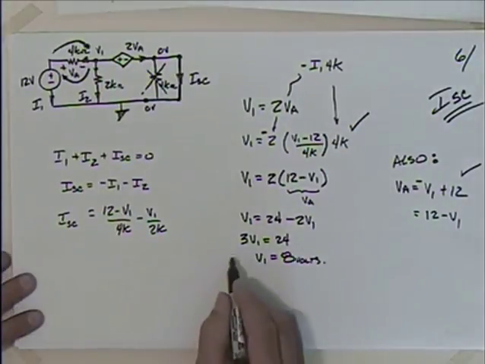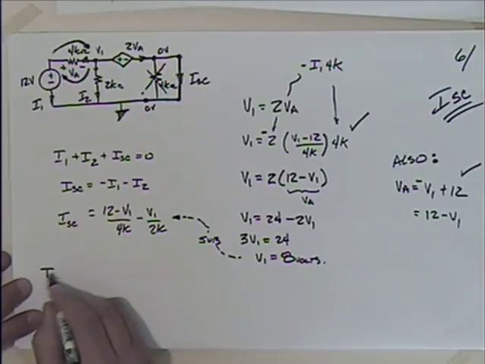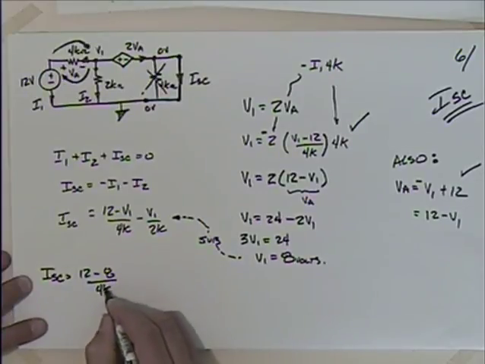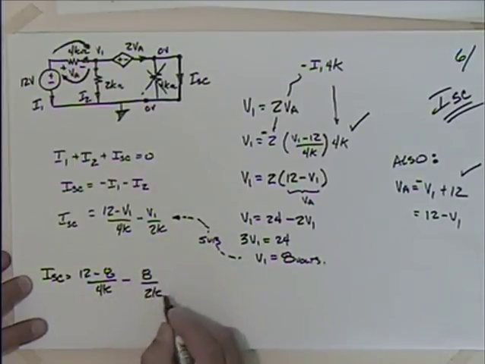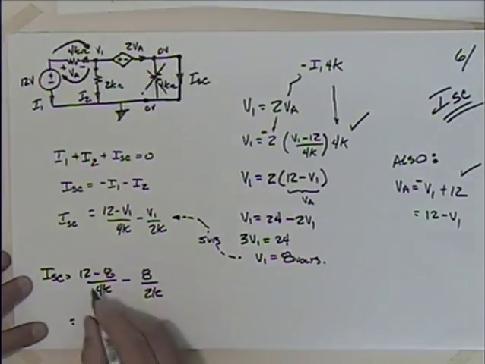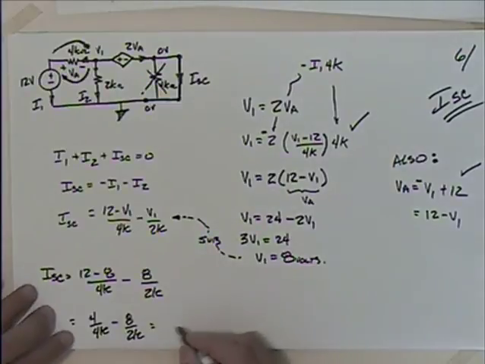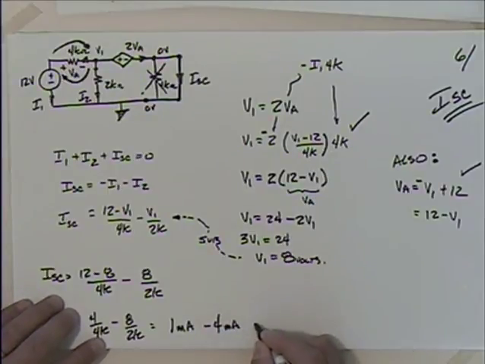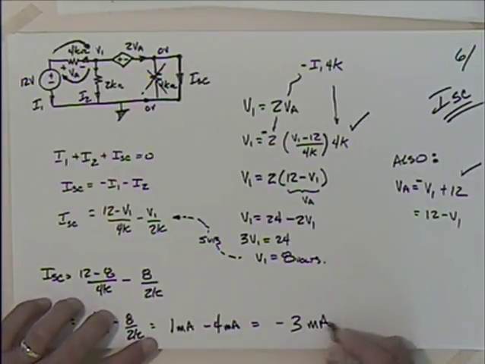So when I go back over here, I'm going to substitute this in and say then that I short circuit is equal to (12 minus 8) divided by 4K, minus 8 over, because I have that negative sign there, 2K, which gives me 12 minus 8, 4 over 4K minus 8 over 2K, which gives me 1 milliamp minus 4 milliamps, because this is volts over K, which would give me milliamps, so I have minus 3 milliamps.